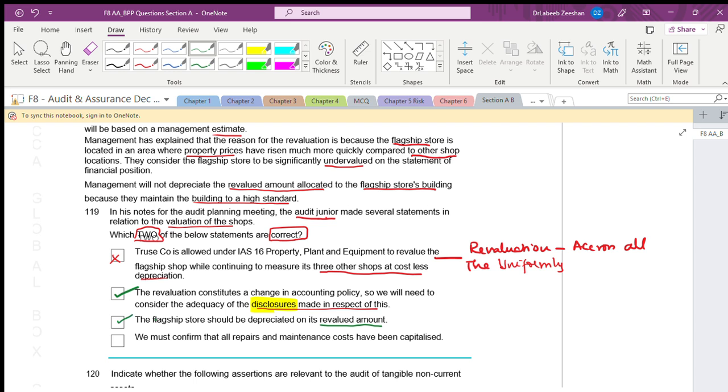We must confirm that all repairs and maintenance cost has been capitalized. We are not talking about that, is it? We will never capitalize repairs and maintenance expense. Again, we have to be very clear. Repairs and maintenance is an operating expense. Is it right? It is an operating expense. This is nowhere related to the question as such. And why? Then we have to take so many other things into consideration.